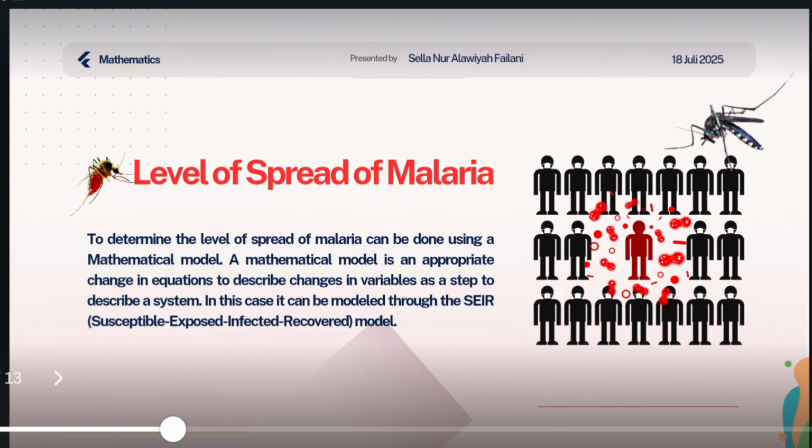To determine the level of spread of malaria, a mathematical model can be used. A mathematical model is an appropriate equation to describe changes in variables as a step to describe a system. In this case, it can be modeled through the SEIR (susceptible, exposed, infected, and recovered) model.